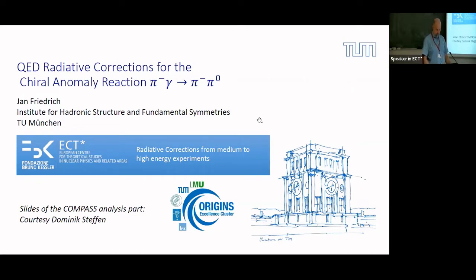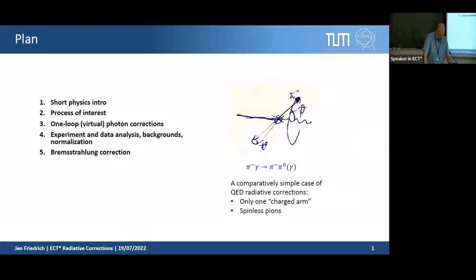It would be good to go to the next slide. Here we go. Okay, so I will give a short intro into the physics case of why we want to measure pion-photon collision into pion and pi zero, and then I will show the QED corrections. They have been calculated some 20 years ago, so in principle that is known stuff.